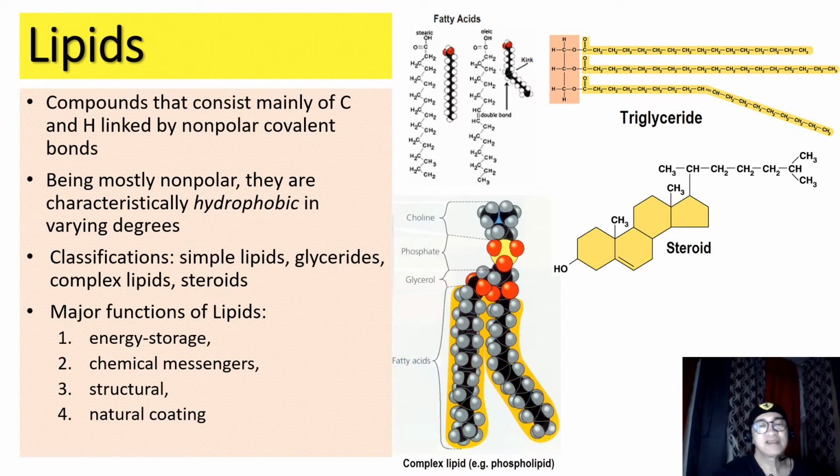In this example here, you have a saturated fatty acid, which are long chains of hydrocarbons with all their carbon atoms fully bound to hydrogen. So they form a straight hydrocarbon chain.